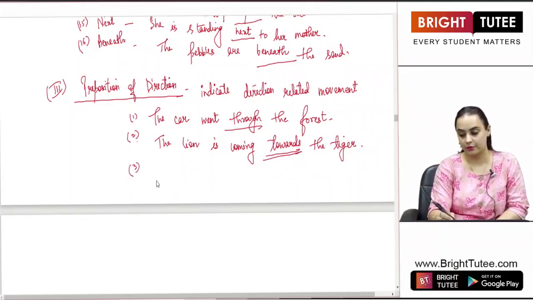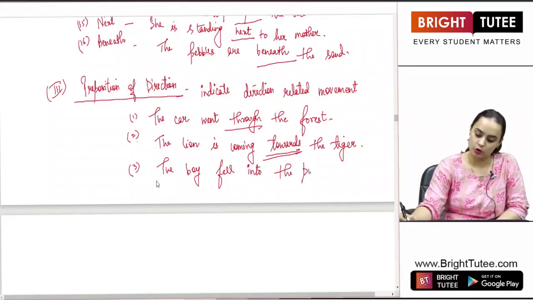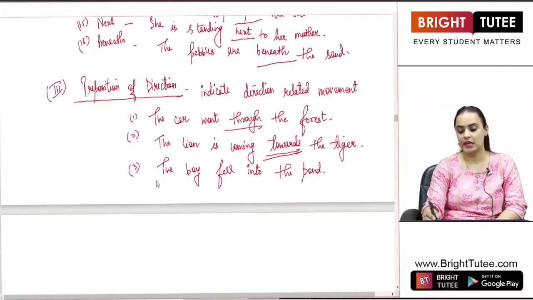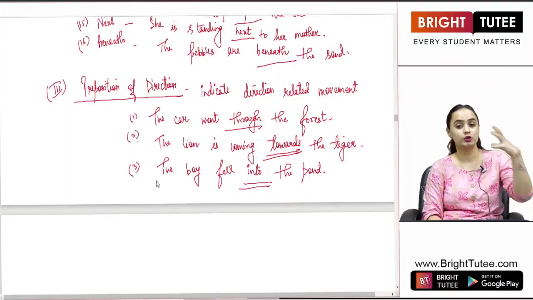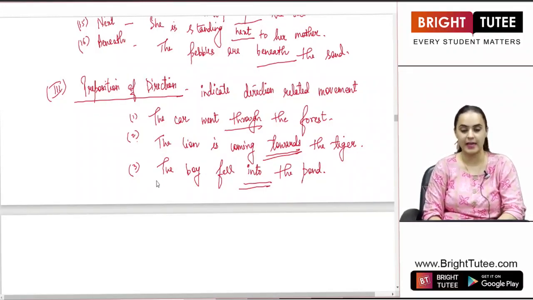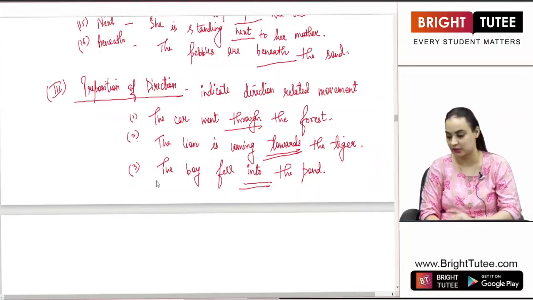If I give you another example, the boy fell into the pond. So, where did the boy fall? Into the pond. Into. So, this is the direction of the boy, who fell into the pond. So, into is the preposition of direction.